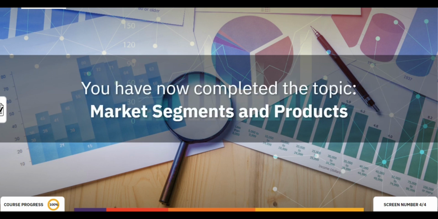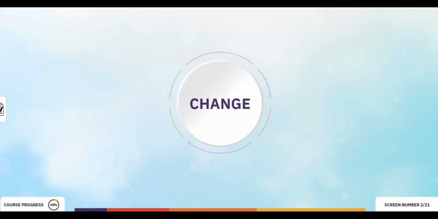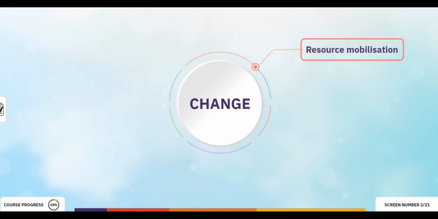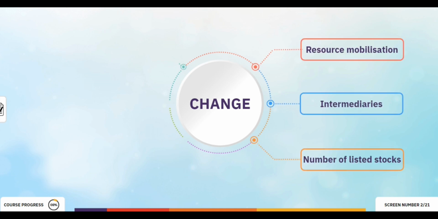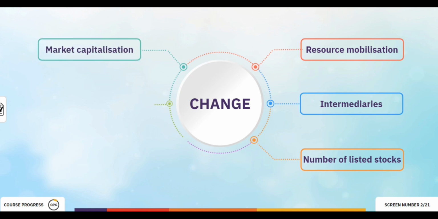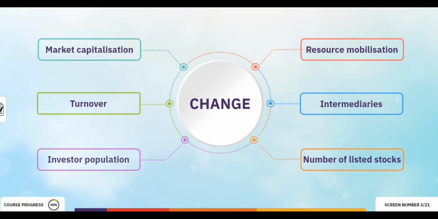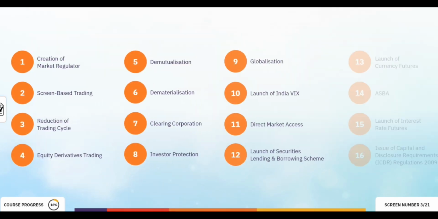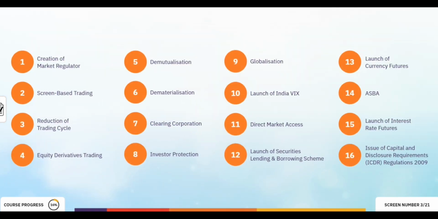You have now completed the topic. Over a period, the Indian securities market has undergone remarkable changes and grown exponentially, particularly in terms of resource mobilization, intermediaries, the number of listed stocks, market capitalization, turnover, and investor population. Let's take a look at the 16 principal reform measures undertaken since 1992.